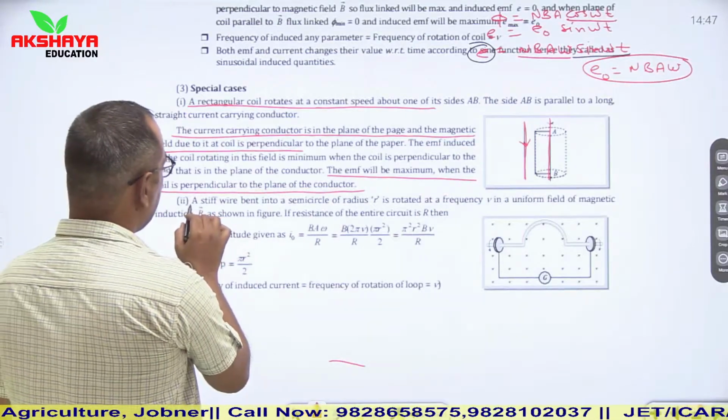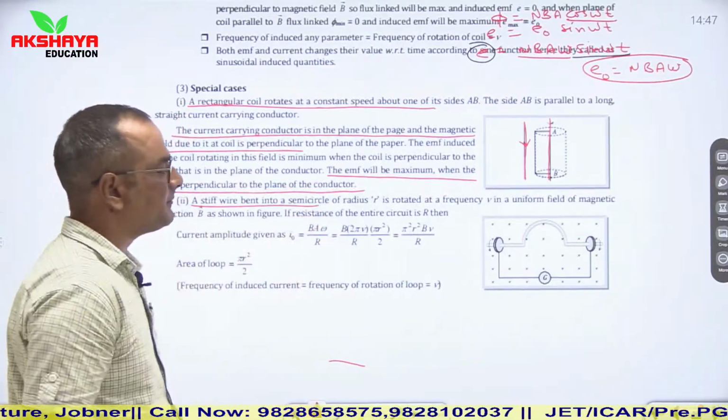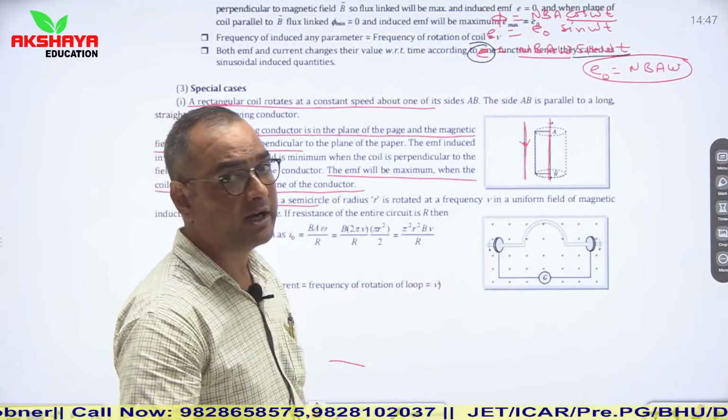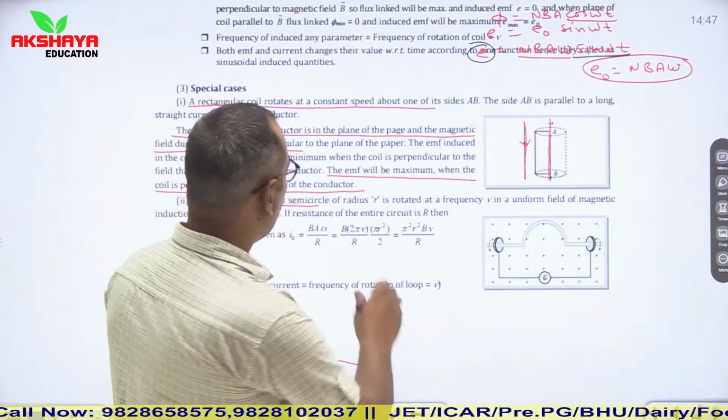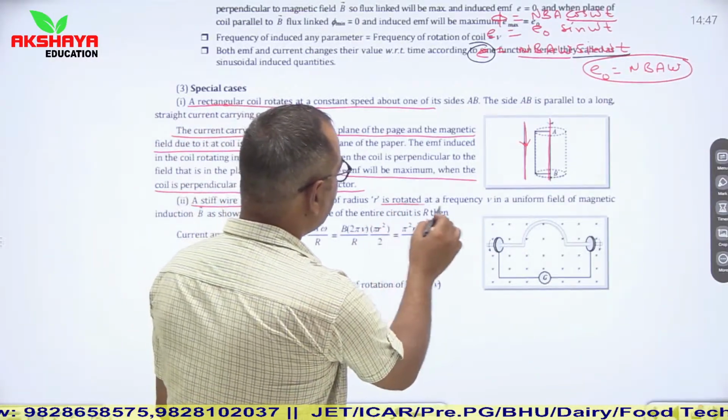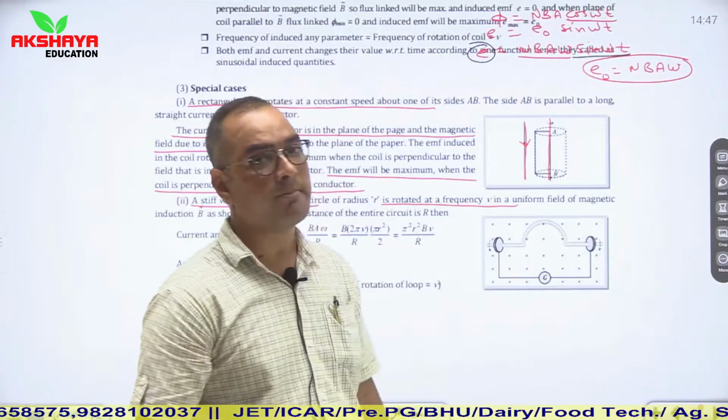Second case, a stiff wire bent into a semicircle. Let us say a stiff wire is bent into the form of a semicircle of radius r, which is rotated at a frequency nu in a uniform magnetic field.